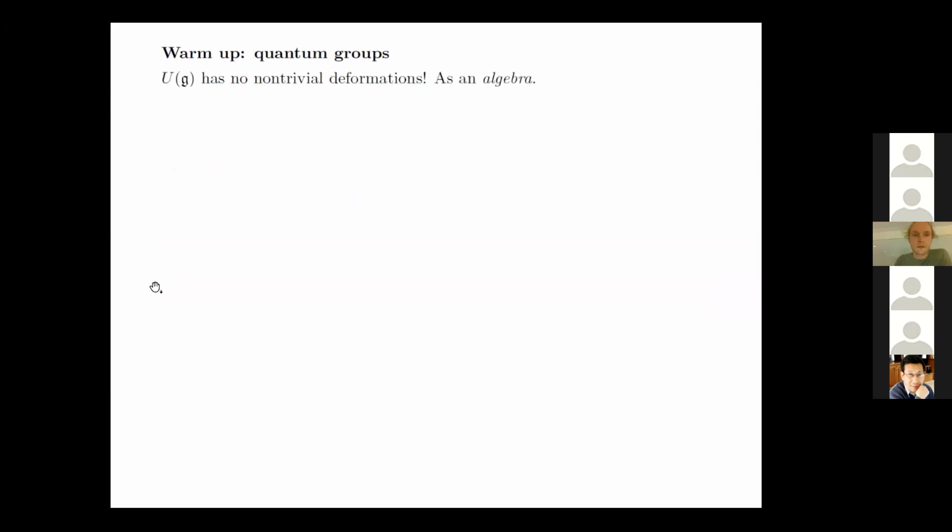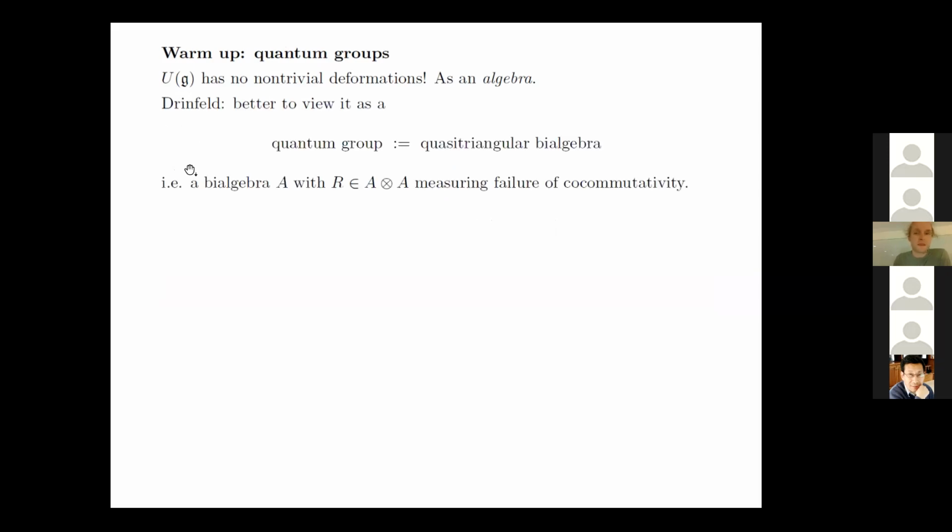Right. So quantum groups came about in the 80s as an answer to the question about what deformations of U of G are. For a long time, this was considered a dead subject, because if G is a finite dimensional simple Lie algebra, it's got no deformations as an algebra. Well, then Drinfeld came along and said that it's better to view this thing not as an algebra, but to remember the coproduct structure on it. So you view it as a bialgebra, and then maybe you need a bit of extra structure, this thing called an R matrix, which measures the failure of cocommutativity.